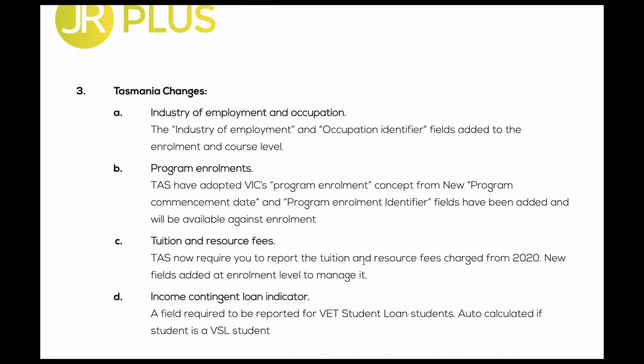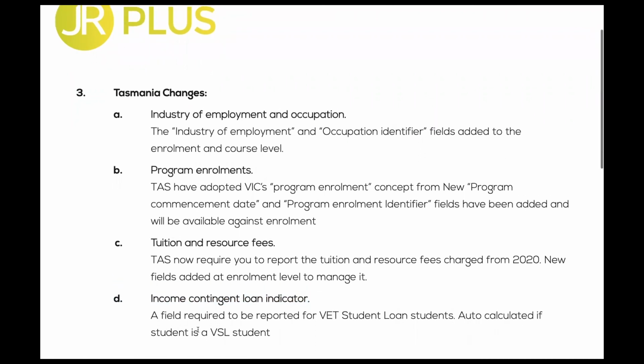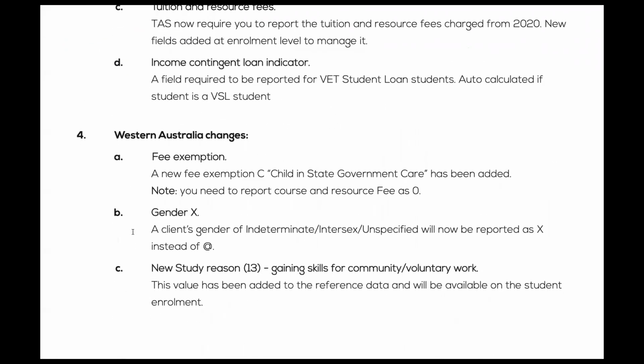The last one is the income contingent loan indicator. Again, an existing field for VIC. Any VSL or VET student loan student you have needs a notification sent to them telling them that it's a VSL student. It's something that you really don't need to manage on the UI level, because based on your current settings, if you've already set up all the VSL fields, the system will automatically report that student as a VSL student. Nice and easy. And I'll quickly jump to Western Australia changes.